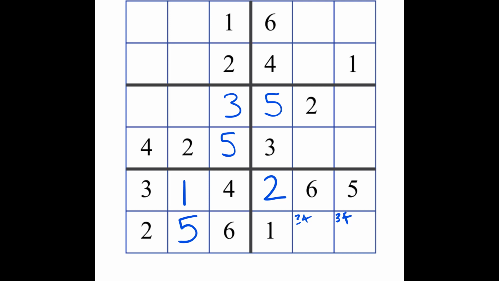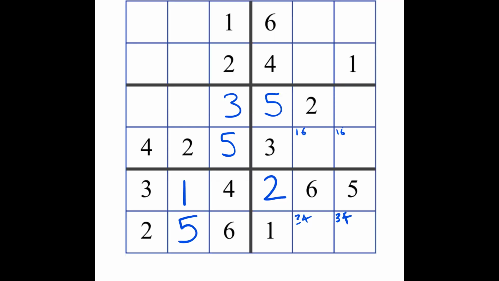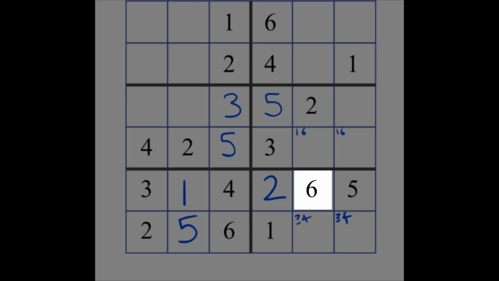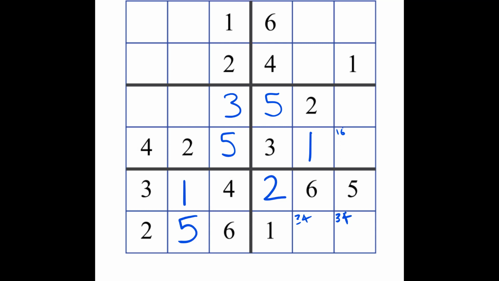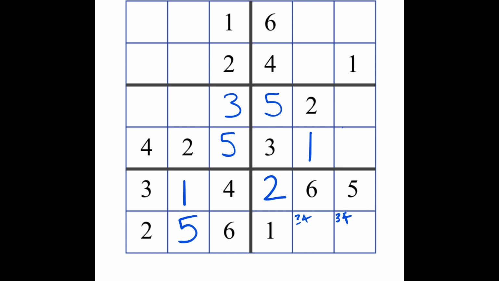I'm going to take a look at this row next. I've got the numbers 1 and 6 missing because I have 2, 3, 4 and 5. 1 and 6 are missing, so I could jot them in the corner there. And then if I look up and down here, I can see there's a 6 here, which means this can't be a 6. This must be a 1. And here I can see there's a 1 there, which means that can't be a 1. That's got to be a 6.